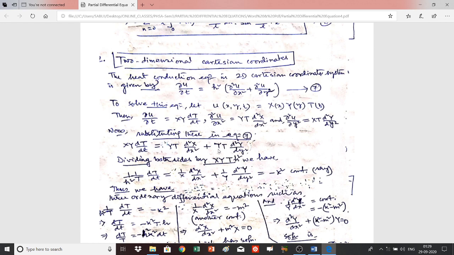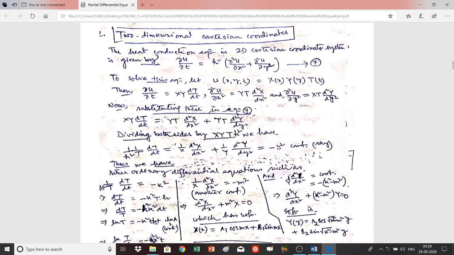Now dividing both sides of this equation by X, Y, T and h square, we have 1 by h square 1 by T dT by dt equal to 1 by X d2X by dx square plus 1 by Y d2Y by dy square. You see from this relation that this term is independent of x and y, and these two terms are independent of t. Further, this term is independent of y and this term is independent of x. So all these terms are constants, and say that constant is minus k square. Here k is known as the separation constant.